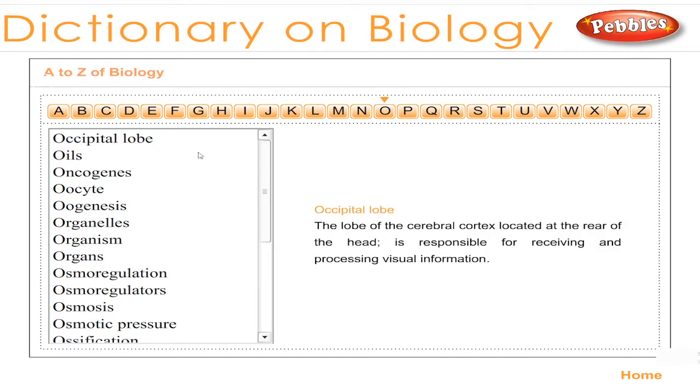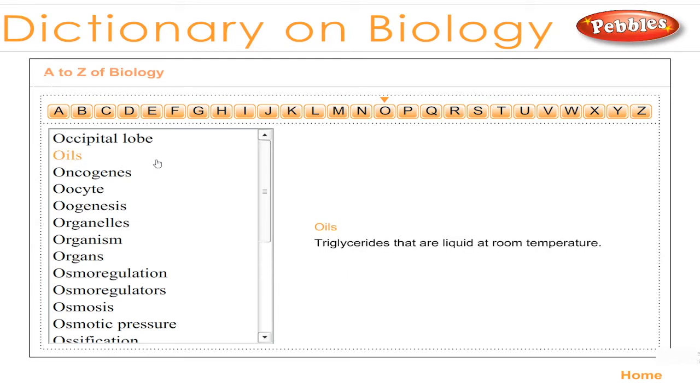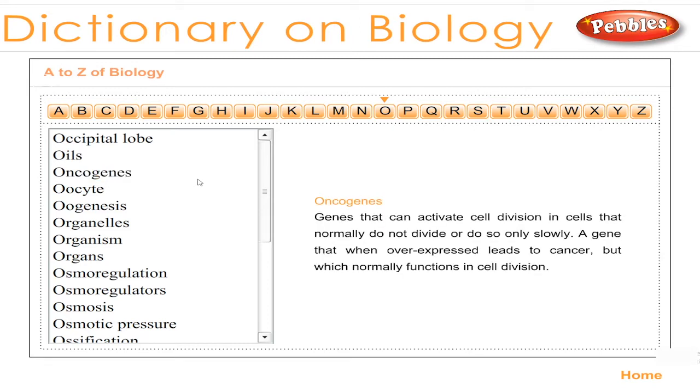Occipital lobe, the lobe of the cerebral cortex located at the rear of the head. It is responsible for receiving and processing visual information. Oils, triglycerides that are liquid at room temperature. Oncogenes, genes that can activate cell division in cells that normally do not divide or do so only slowly.